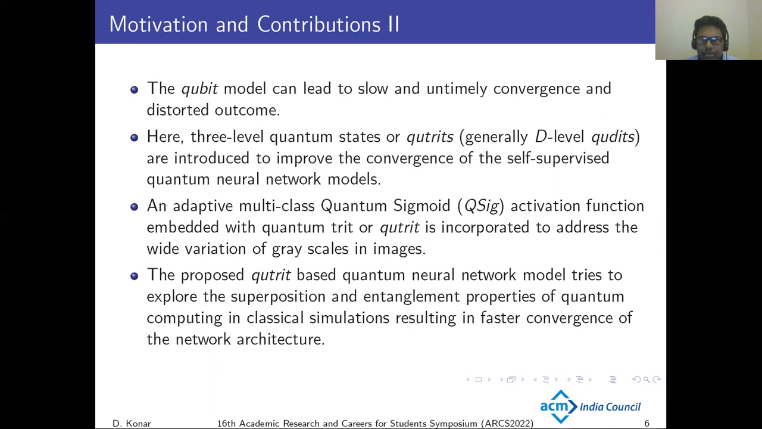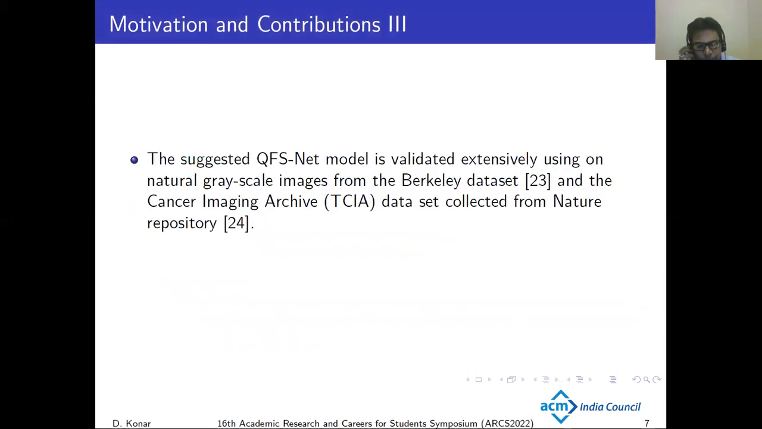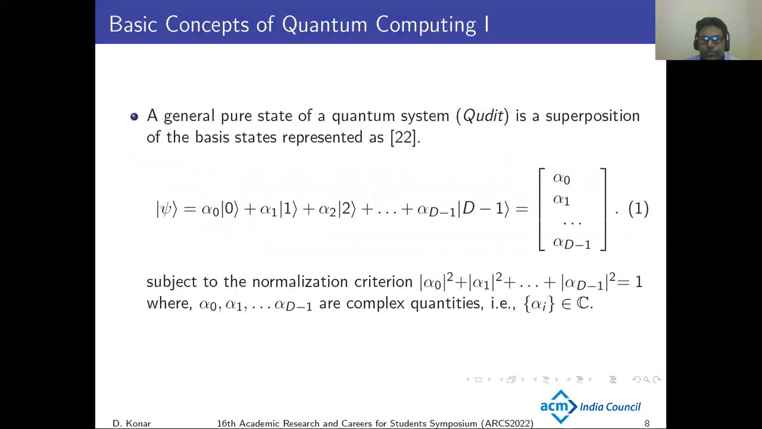And here we have tried to use quantum superposition and entanglement, although entanglement is very difficult to get any advantage on classical systems. For validation purposes, we have validated our model on Berkeley datasets, that's grayscale images, as well as some medical images, because our network is a self-supervised network architecture and it is more suitable for medical images where annotated data is limited. So these are very basic concepts of quantum.